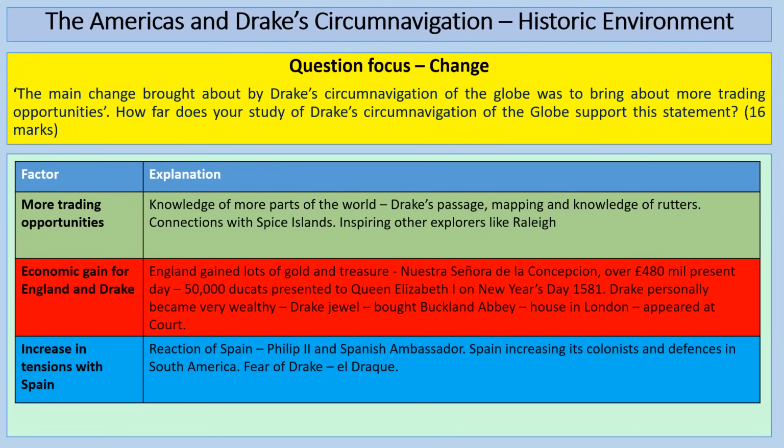The economic gain for England and Drake: simply how much money they actually stole, the Nuestra Señora de la Concepción, the fact that Drake became very wealthy. You could talk about the Drake Jewel, how he bought Buckland Abbey, a house in London, he appeared at court. And then the increase in tensions with Spain is obviously a key change that's brought about as a result of the circumnavigation as well.